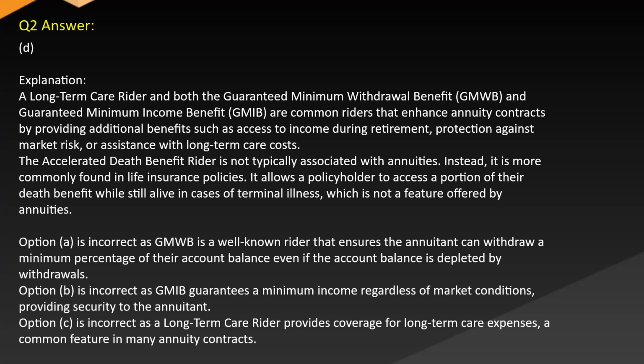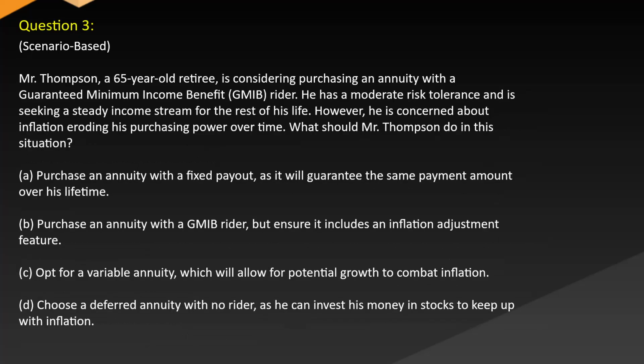Option A is incorrect, as GMWB is a well-known rider that ensures the annuitant can withdraw a minimum percentage of their account balance even if the account balance is depleted by withdrawals. Option B is incorrect, as GMIB guarantees a minimum income regardless of market conditions, providing security to the annuitant. Option C is incorrect, as a long-term care rider provides coverage for long-term care expenses, a common feature in many annuity contracts. Question 3. Scenario-based.